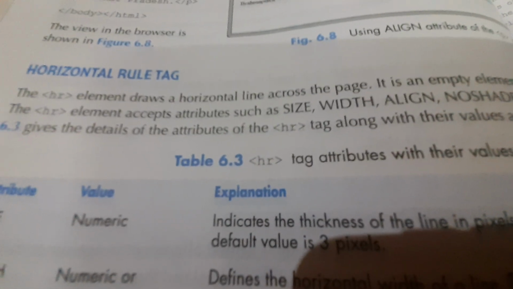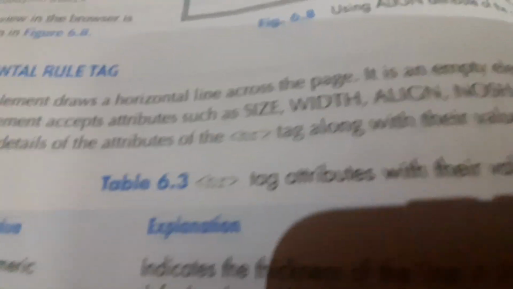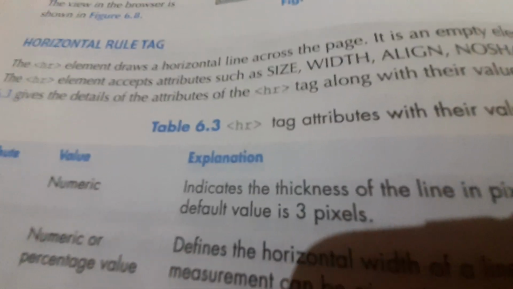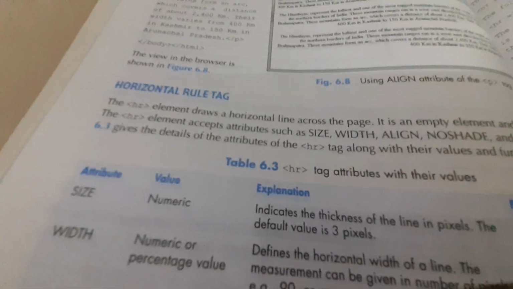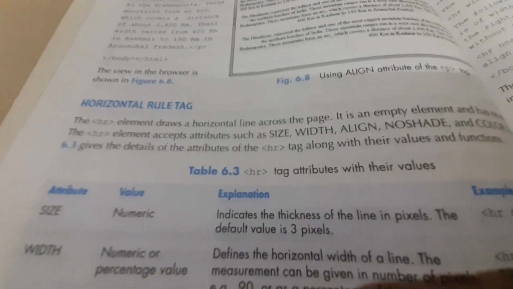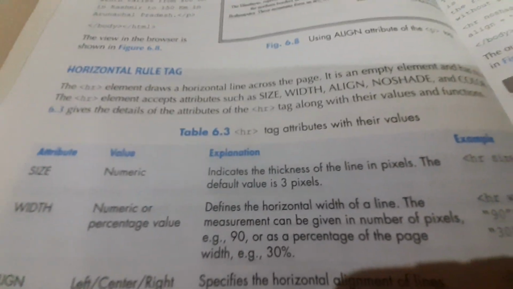This tag is an empty tag and it is also categorized as a formatting tag. It contains different attributes like size, width, align, no shade, and color. Now, let us try to understand the purpose of all these attributes.